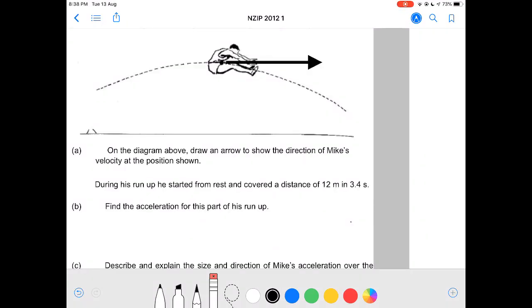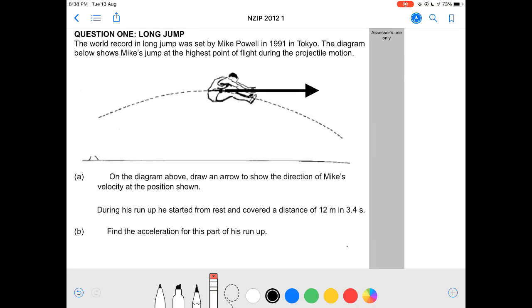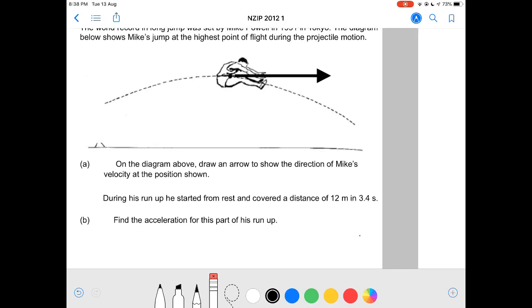Alright guys, I'm going to be covering one example from a past year paper with the 4 kinematic equations of motion, okay? So we're going to be worrying about part B here. I'm going to read out the question. The world record in long jump was set by Mike Powell in 1991 in Tokyo. The diagram below shows Mike's jump at the highest point of flight during the projectile motion. We're not going to worry about A for now. We're going to go directly to B.